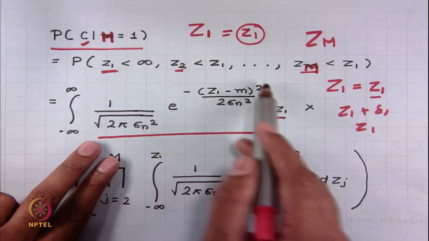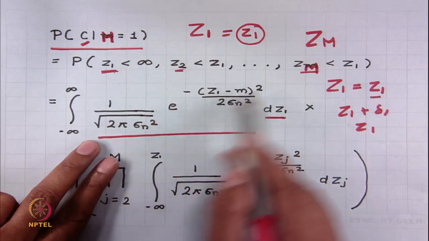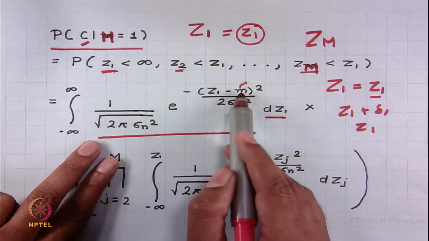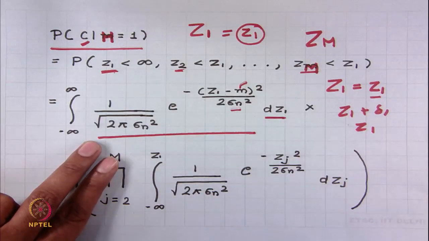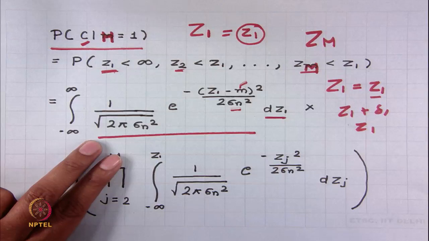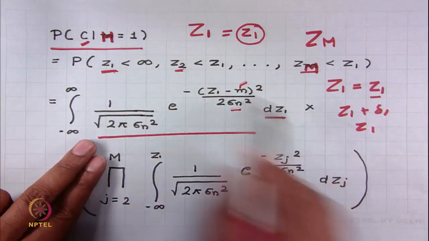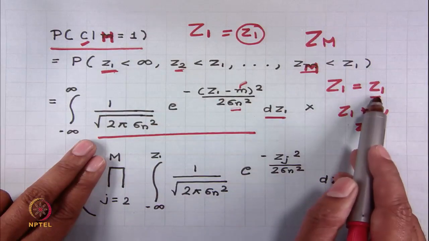And how do we find the PDF of z1? It is simple, it is a Gaussian random variable, just you have to plug in the mean is m, and the variance we have calculated is sigma n square. So, this will give us the probability that random variable z1 will take in a value around z1.